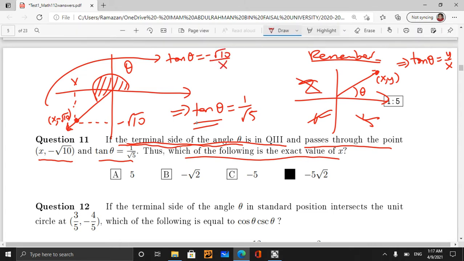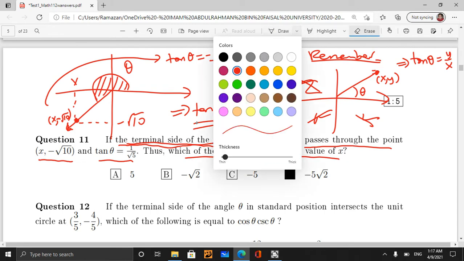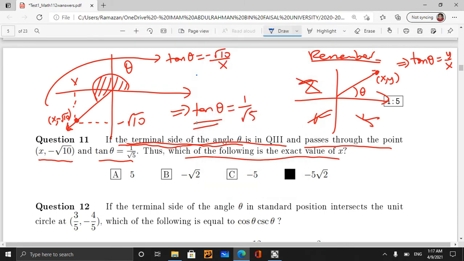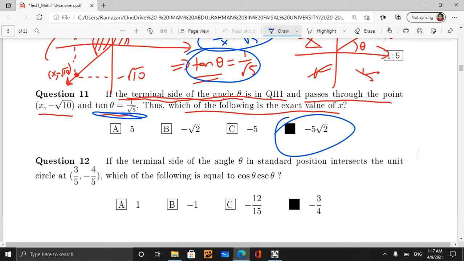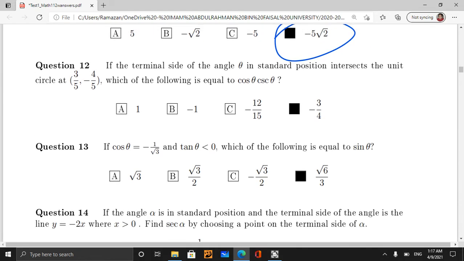Now we got tangent theta by using two things. One of them is from the point. The other is given in the question. So we match them. When you solve for x, x turns out to be negative 5 square root 2.